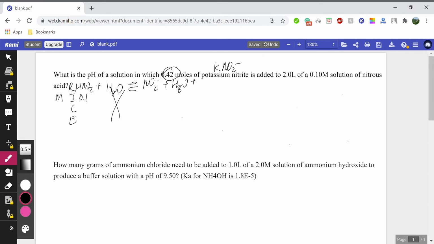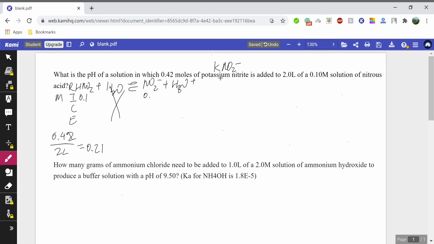Okay. So it told us that we have 0.42 moles of KNO2. Now we need to convert moles into molar because we're doing a RICE chart with molar. So 0.42 divided by our solution volume. We did not add a new solution of KNO2, so it's just going to be the same 2 liters. So we divide by 2 liters to get our molar concentration, which is 0.21. So over here will be 0.21. It starts off with 0.21 because of the NO2 minus that we added, and not 0.